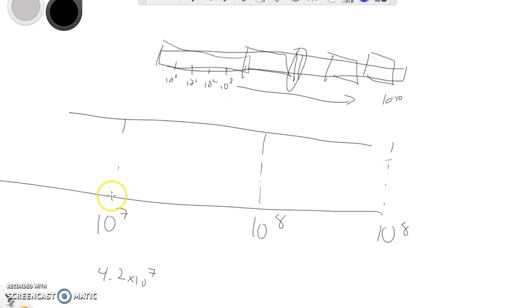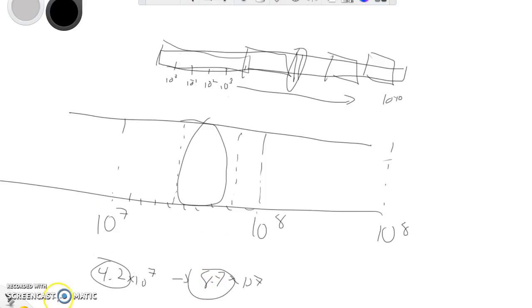Well, this is pretty simple to do. Between 10 to the 7th and 10 to the 8th, we can break this up into like 10 little segments. So 4.2 would be around right here. And let's say it stops at 8 point something times 10 to the 7th. That's 4, 5, 6, 7, 8, so that might go to right here. So this would be that window if you had to start and stop in those little segments between 10 to the 7th and 10 to the 8th. Okay?